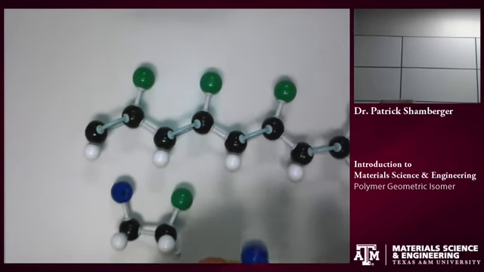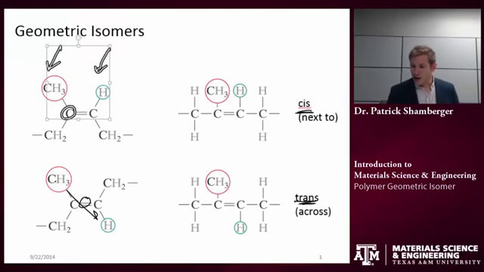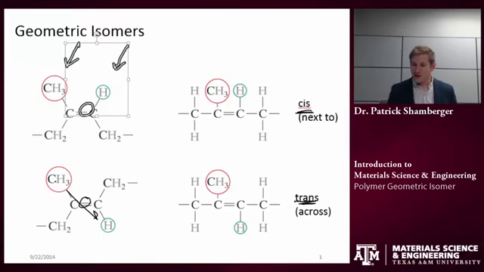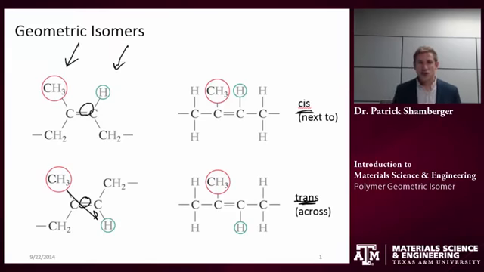Okay, so just really quickly in review, geometric isomers, it's talking about the structure within a repeat unit. It requires a double bond. And the two terms to remember are cis and trans. That refers to next to and across.